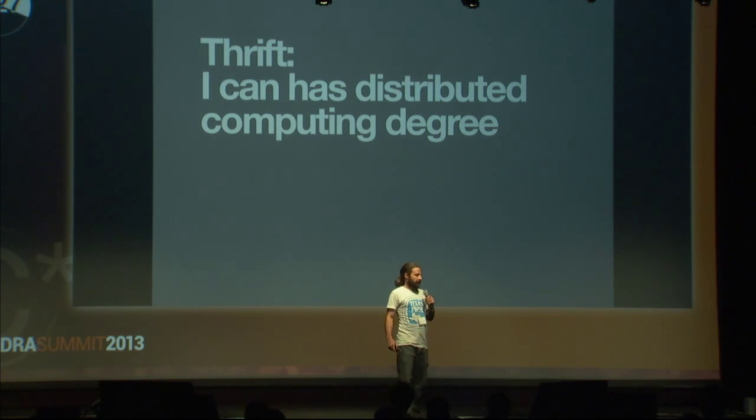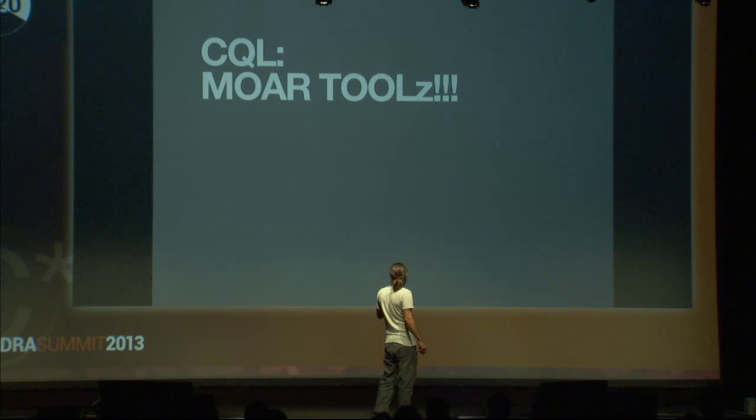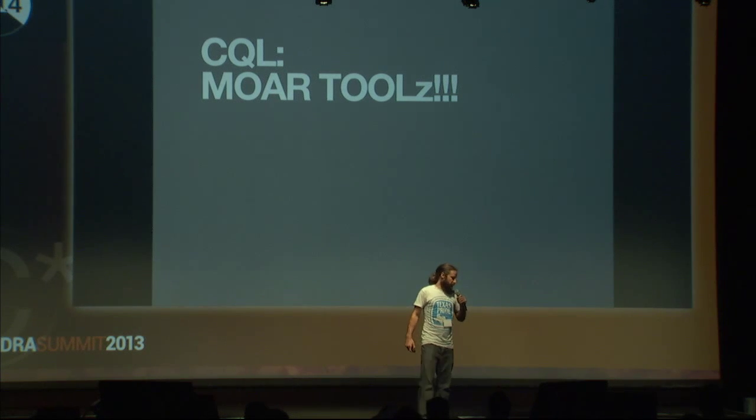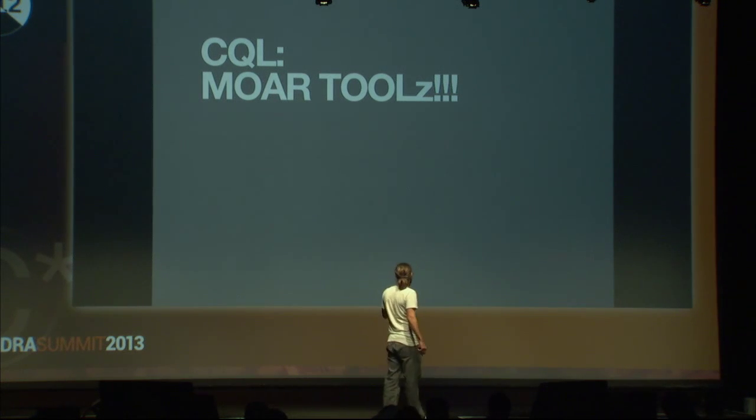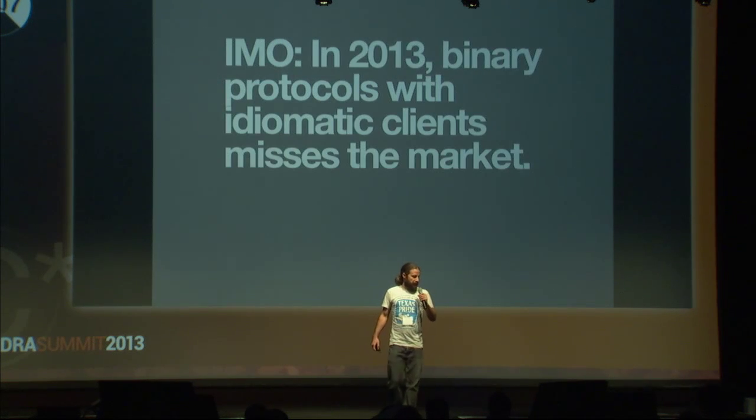One of the biggest issues with Thrift is that sometimes it can be a little bit hard to understand what's going on with consistency levels and everything else. CQL is great, but it needs tools. It works great with tools. For those of us who've been using Cassandra for a while, it's not quite what we want, or it doesn't hit the use cases you want, particularly if you have dynamic column families. Binary protocols with idiomatic clients misses the market, in my opinion and in my experience. So that stuff's not interesting to me, so we tend to hack deeper into transports.